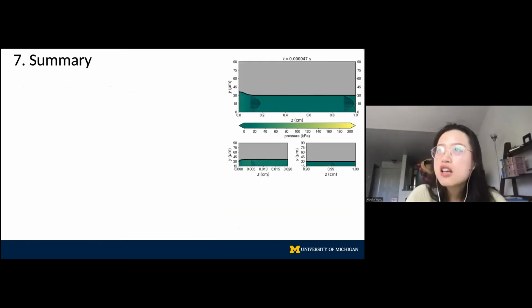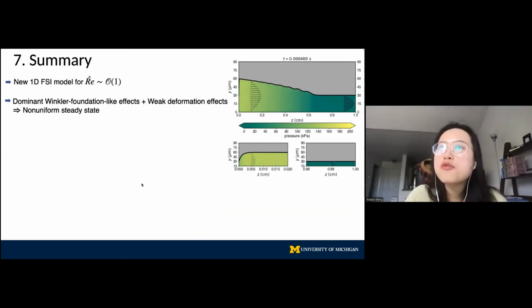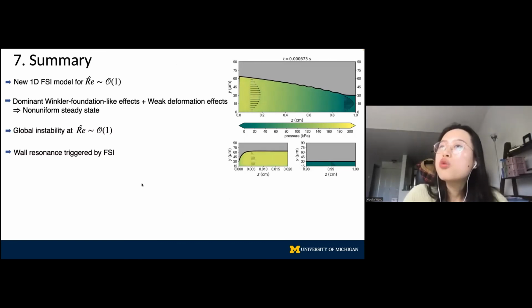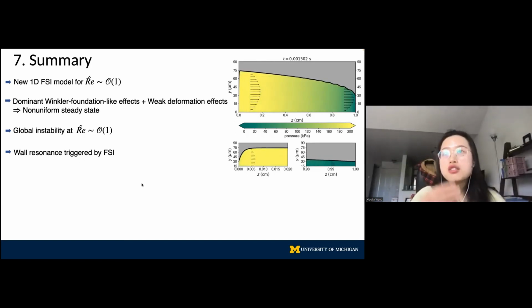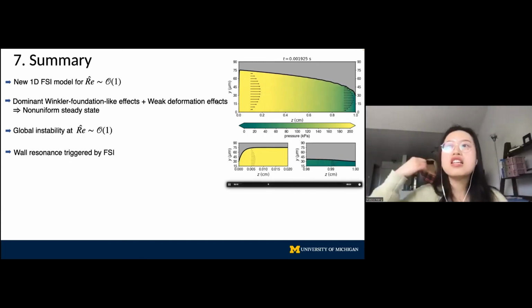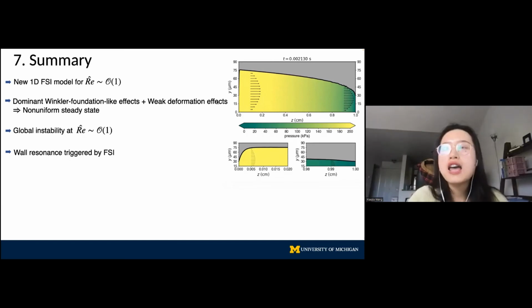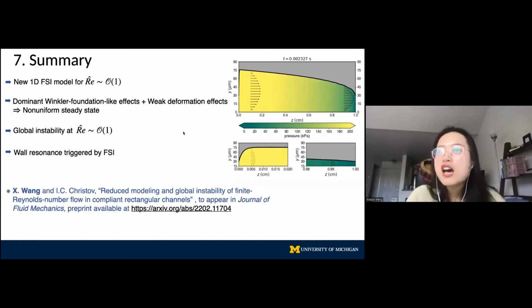To this end, we can give a new explanation for the observed low Reynolds number instability. That is to say, FSI can trigger wall resonance, giving rise to self-sustained oscillations in the wall and leading to unstable flows at the microscale. For more details, please refer to our preprint, and this paper will also appear in Journal of Fluid Mechanics soon.